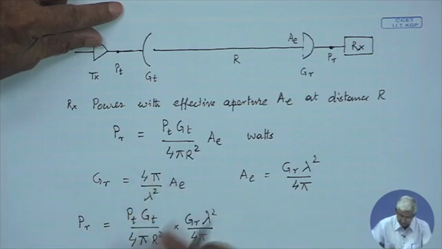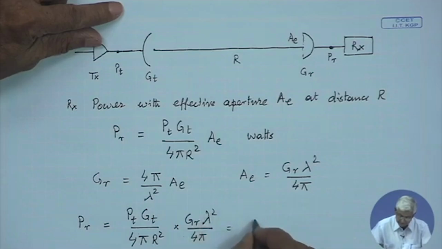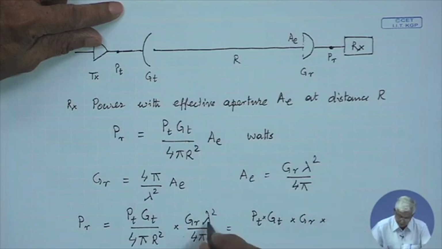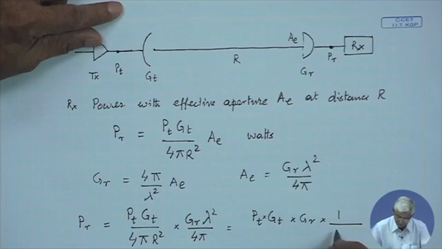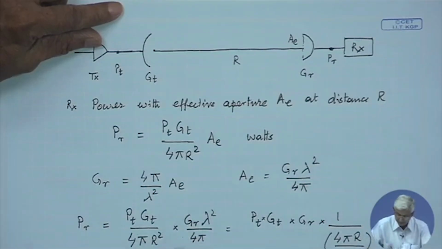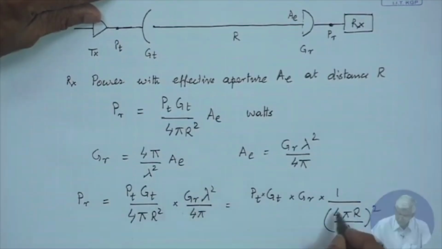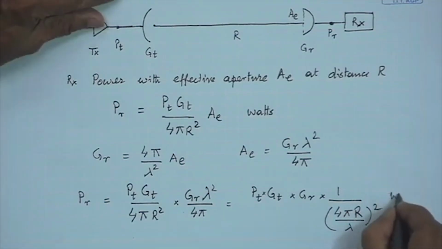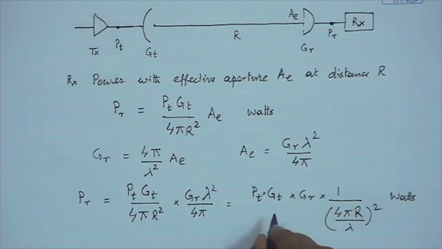This expression can be rewritten by readjusting: PT into GT into GR into 1 by 4 pi r by lambda whole square. There are two 4 pi's, so 4 pi square and r square and lambda square, so it is 4 pi r by lambda whole square. Now, this is in watts. Remember, all these numbers are in ratios, not in dB right now.